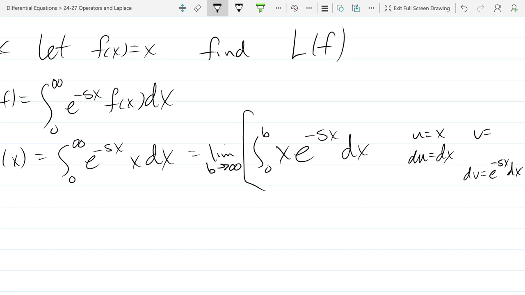And don't touch the limit until you're done with all your antiderivative. So don't apply the limit until pretty much the last step. And if you don't feel like rewriting the limit as b approaches infinity over and over, you can do your calculus somewhere else and then come back with your antiderivative.